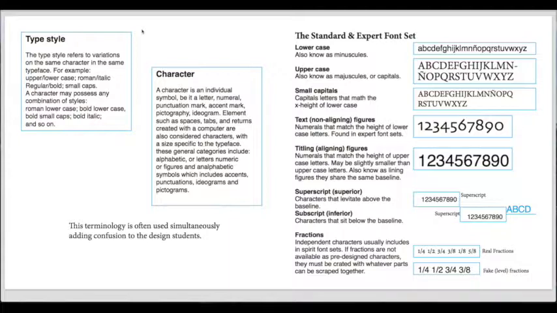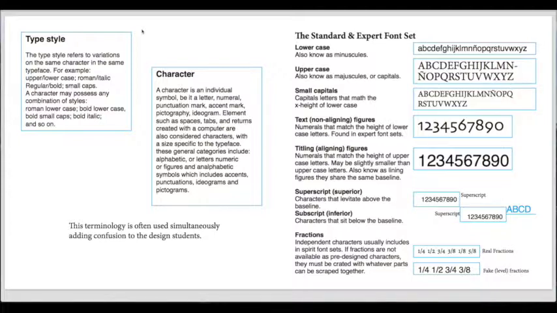Character. A character is an individual symbol, be it a letter, numeral, punctuation mark, accent mark, pictogram, ideogram, or elements of the space. Tabs and return characters on a computer are also considered characters, with size specific to the typeface. These general categories include alphabetic, numeric or figures, and alphabetic symbols with implied accents, punctuation, ideograms, and pictograms. This terminology is often used interchangeably, adding confusion to the design student.